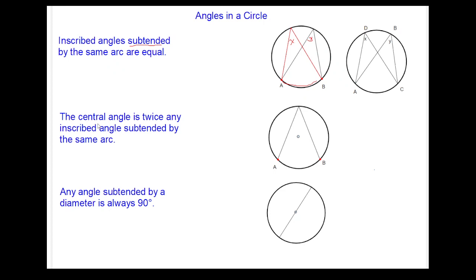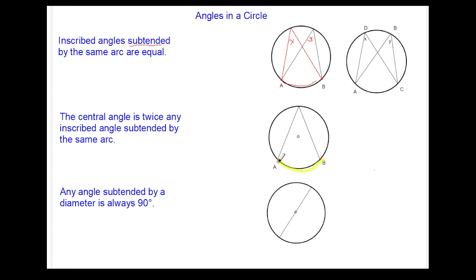This next one talks about the central angle. The central angle is the angle that goes to the center of the circle. And it says here that the central angle is twice any inscribed angle subtended by the same arc. So again, here's that arc. Let me highlight the arc. Here's that arc AB.